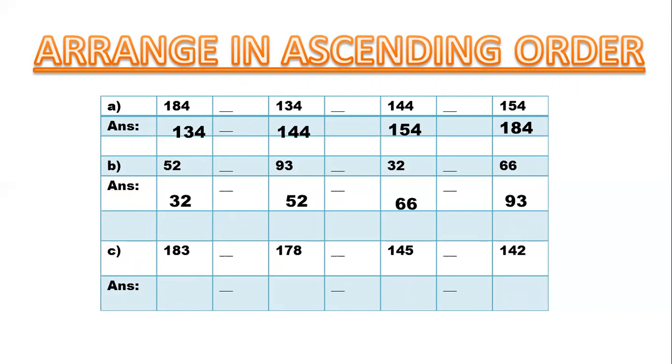Let's see the next question. 183, 178, 145 and 142. Out of this, which will be the smallest number? It will be 142. After that, 145. Then we will have 178 and then 183. So that is how you have to arrange the ascending order. You must know the forward and backward counting in this. Then only it will be easy for you to do these questions. So learning the counting is very important.